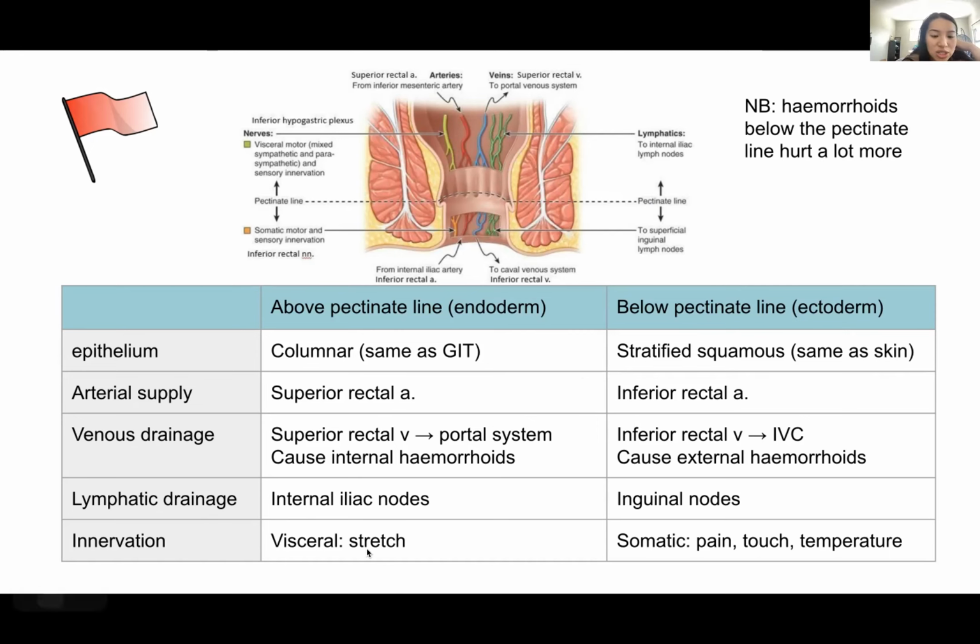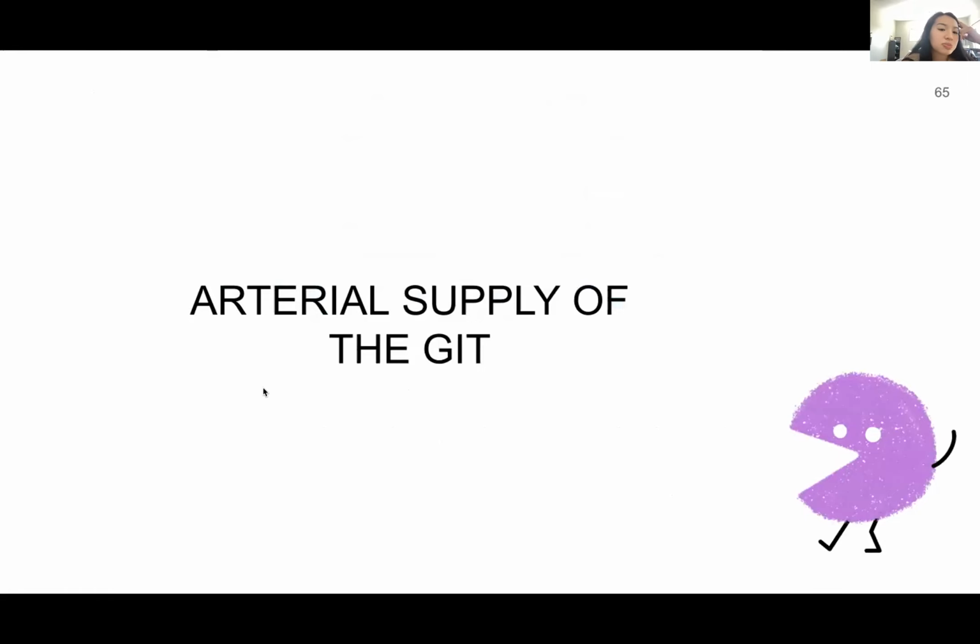And then innervation, they talk about hemorrhoids often. So hemorrhoids deep inside, above the pectinate line, will not hurt as much as the ones outside because of the different innervation. We've got a visceral innervation inside, so all you will feel is stretch if you have hemorrhoids inside. Whereas on the outside, you'll feel pain, because of somatic innervation. So pain, touch, temperature. Okay, so that's pretty important.